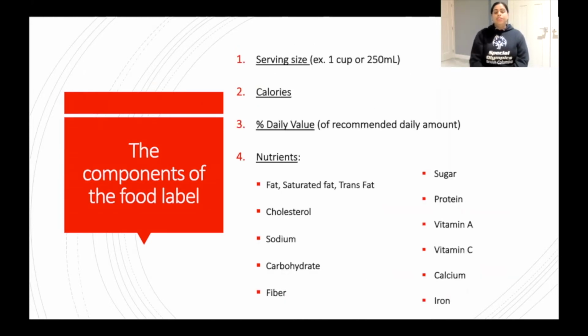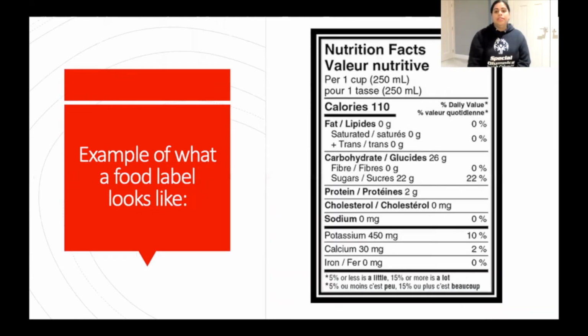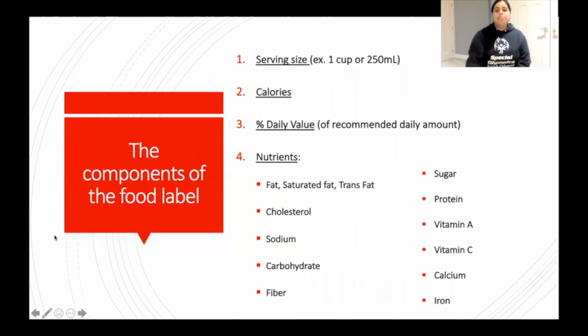So the different components of the food label are the serving size. For example, in this label here, you can see that it's 1 cup or 250 milliliters. It also shows calories. It also shows the percent daily value. So this is the percentage of recommended daily amount. And it also shows the different nutrients that are in the food product.